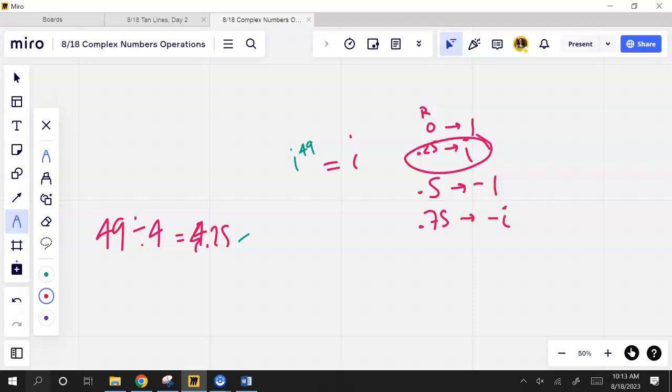Does that make sense? Something 0.25, yeah. 12.25. What else from your homework? That's the answer, just i.